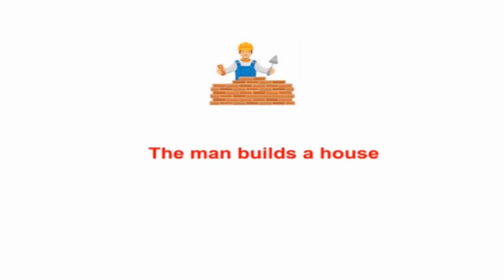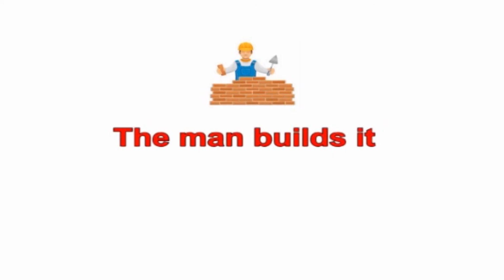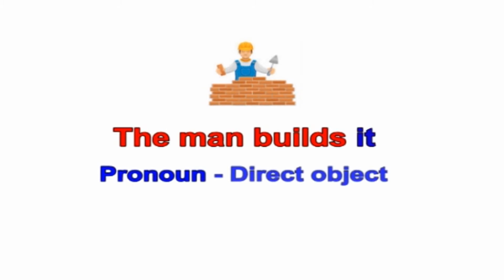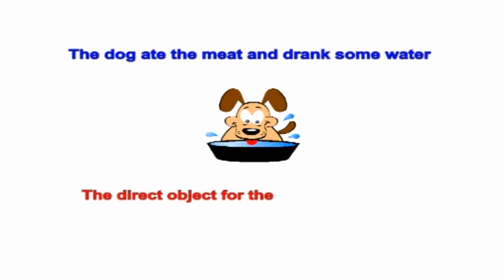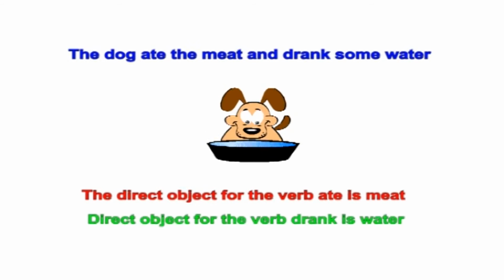What does the man build? The direct object answers the question. As I said earlier, a direct object can also be a pronoun. For example, let us consider the sentence, the man builds it. Identify the direct object here. Here the pronoun it is the direct object. A sentence with a compound verb may have two different direct objects in it. Example, the dog ate the meat and drank some water. The direct object for the verb ate is meat and the direct object for the verb drank is water.